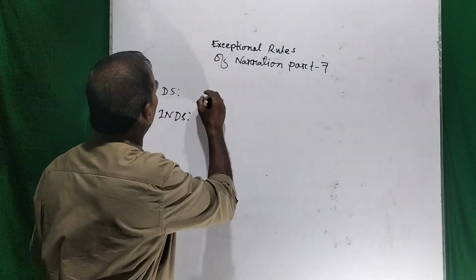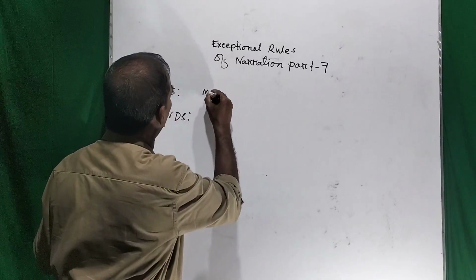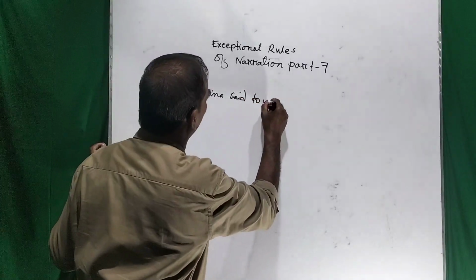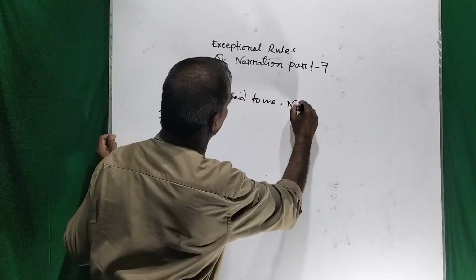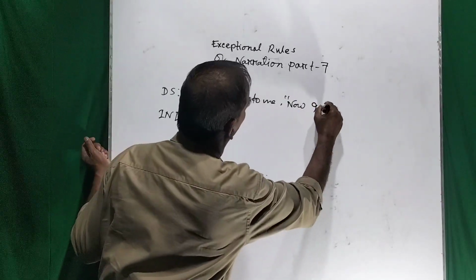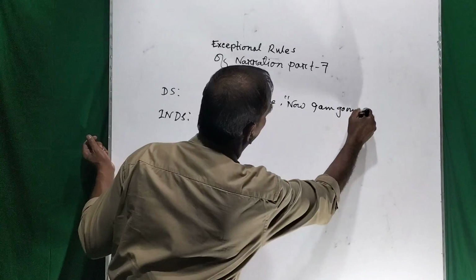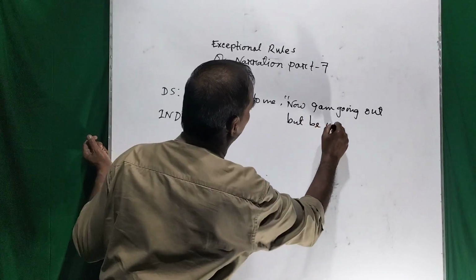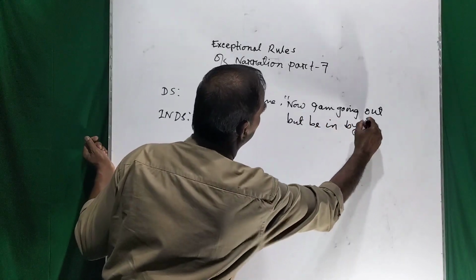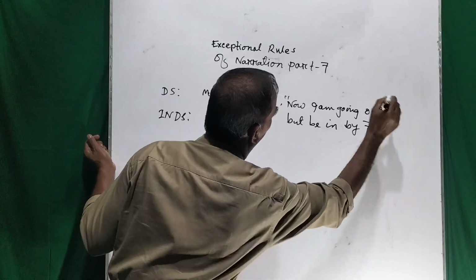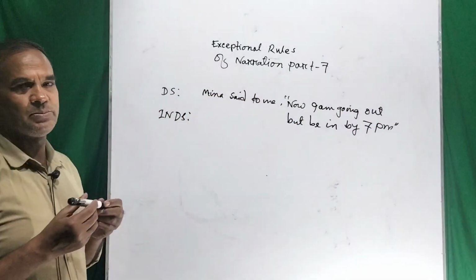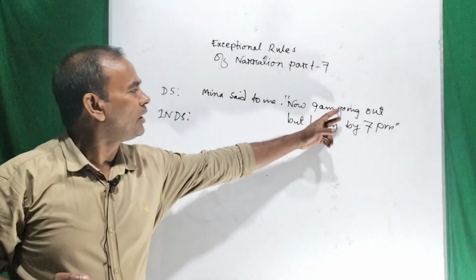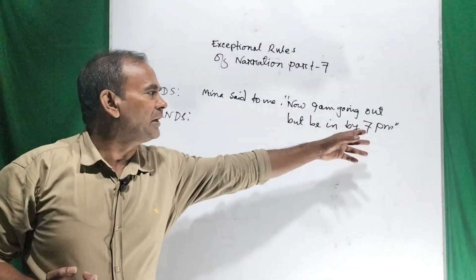Suppose Meena said to me, now I am going out, but be in by 7 p.m. But be in by 7 p.m. So dear students, please take a look at this sentence, this direct speech. Meena said to me, now I am going out, but be in by 7 p.m.